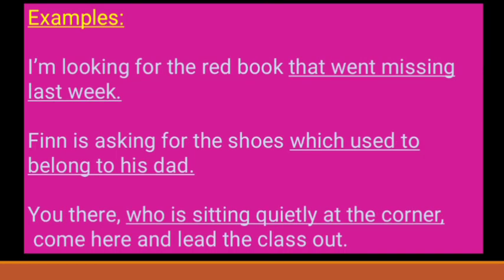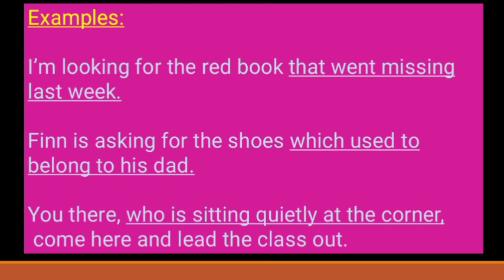So let us look at these examples. The first one, I'm looking for the red book that went missing last week. So we have here the underlined group of words which was introduced by the relative pronoun that, which modifies the noun or the red book. Next, Finn is asking for the shoes which used to belong to his dad. Which used to belong to his dad is the dependent clause in the sentence because it is introduced by the relative pronoun which that modifies the noun shoes.